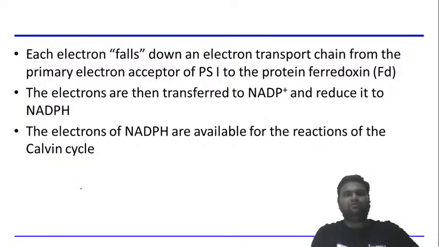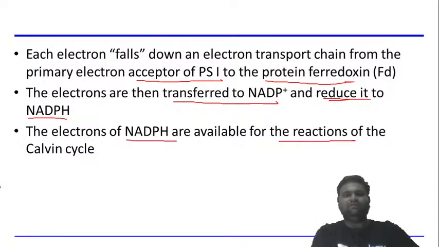So each electron falls down an electron transport chain from the primary electron acceptor of photosystem 1 to the protein ferredoxin. The electrons are then transferred to NADP plus and reduce it to NADPH. The electrons of NADPH are available for the reactions of the Calvin cycle.